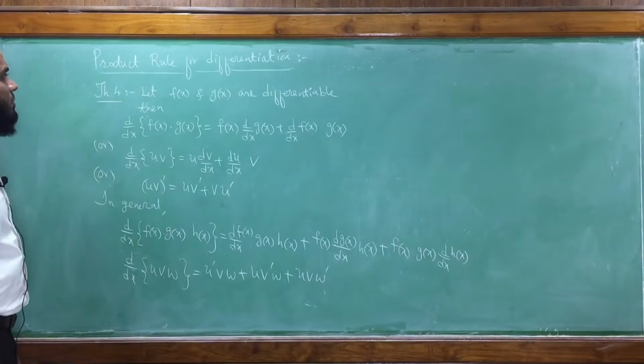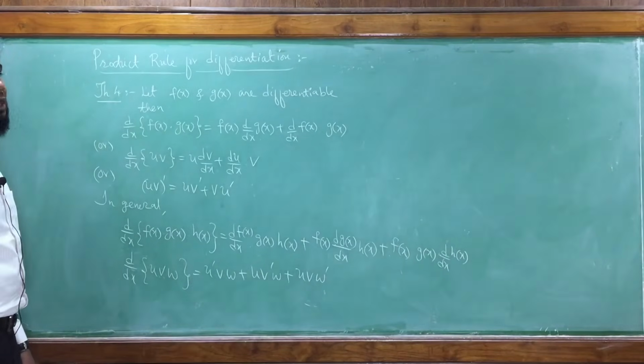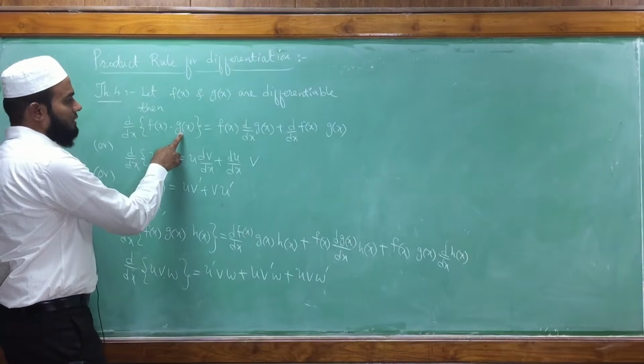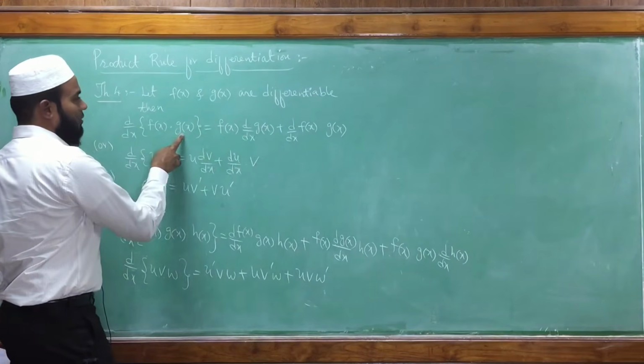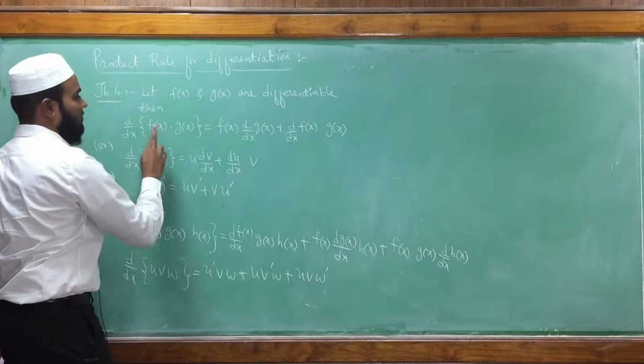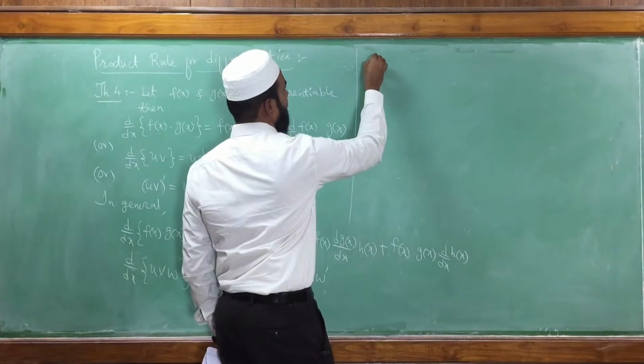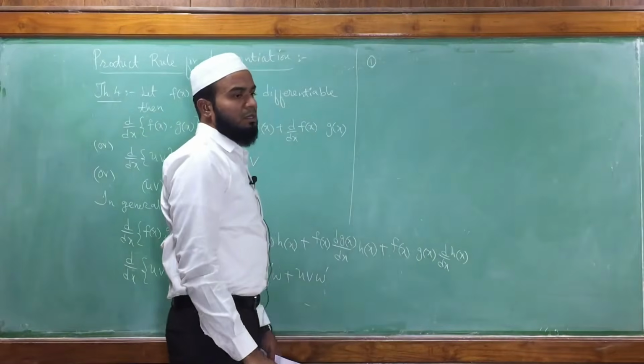So this is how the product rule is defined. What we have to do, at a time we have to differentiate one function, right? f of x as it is, derivative of g, plus g of x as it is, derivative of f, right? We will see few problems related to this. We will consider the first problem.